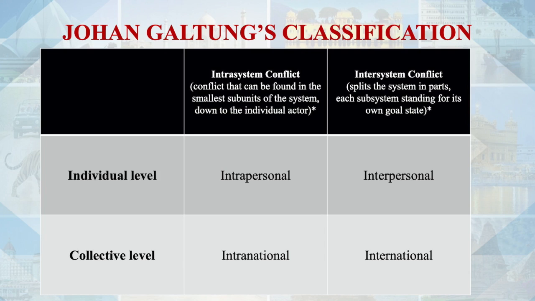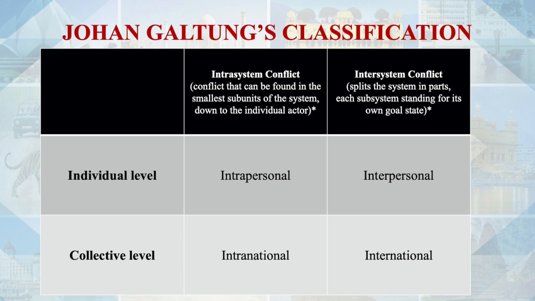So in continuation of the classification of conflict, we see another classification, the Johan Galtung classification, which is 4 by 4. It is very easily understood as a 4 by 4 classification. What is that? We have level. The level of classification is the individual level and the collective level, and then intra-system conflict and inter-system conflict.